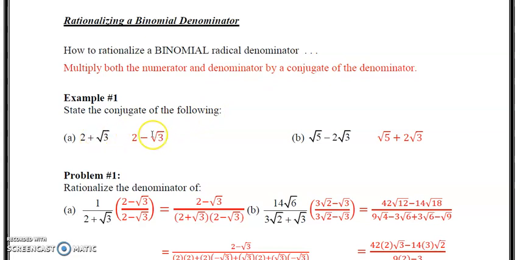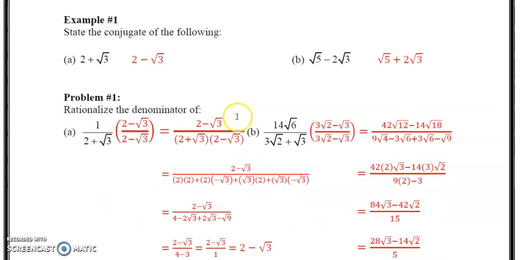So a conjugate is basically, binomials have two terms, and since it's a plus here, the conjugate is a minus, and if it's a minus, the conjugate's a plus. So you do the opposite sign between the two terms in the binomial, and that will help rationalize your denominator.